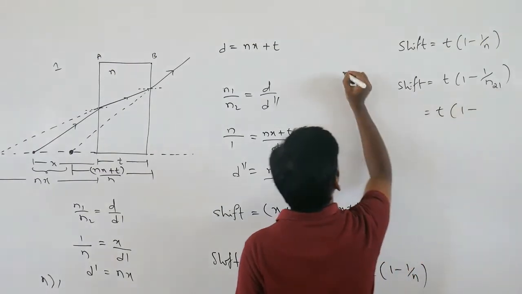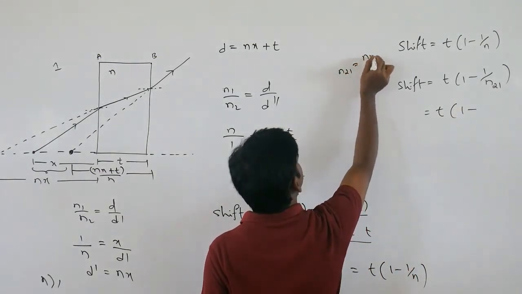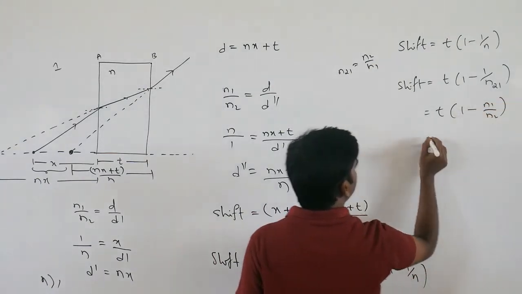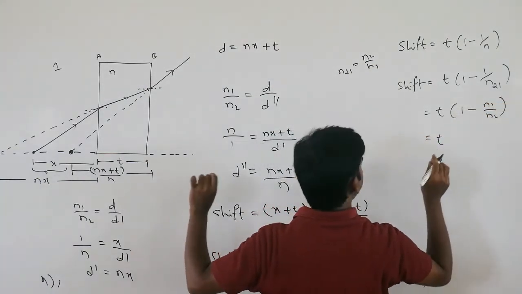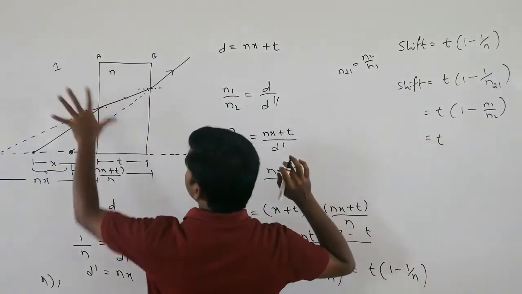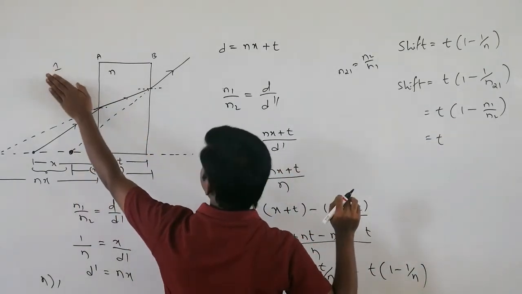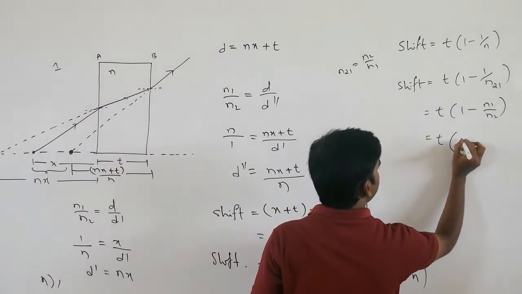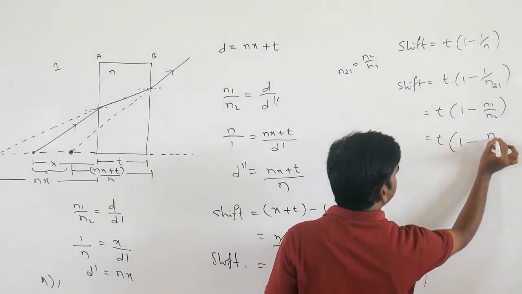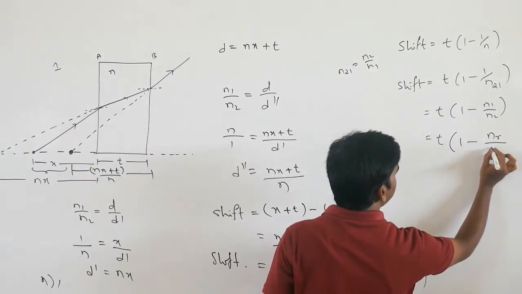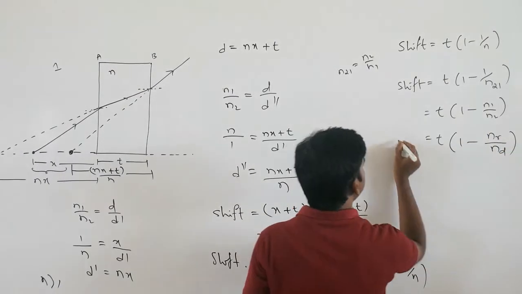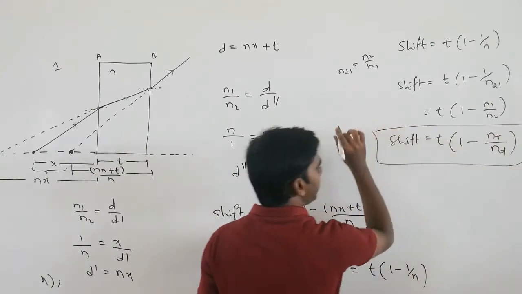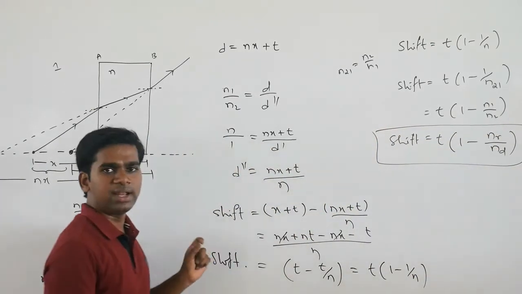So n21 is nothing but n2 divided by n1. So 1 minus n1 divided by n2. So similarly, if you compare this formula to this situation, your n1 is nothing but the rarer medium, and n2 is nothing but the denser medium. So in general, again I can write it as the refractive index of the rarer medium divided by the refractive index of the denser medium. Okay. So with the help of this formula, you can calculate the shift due to the glass.